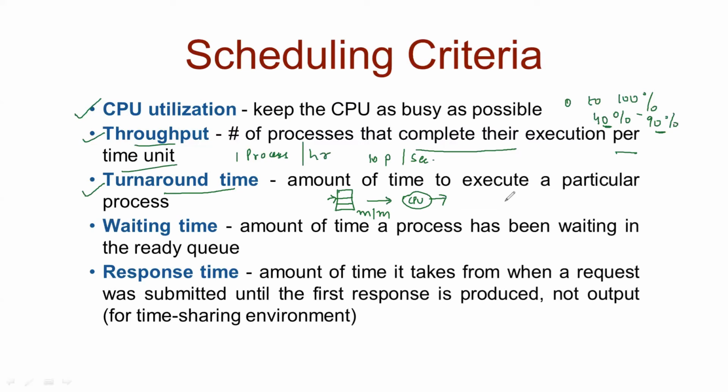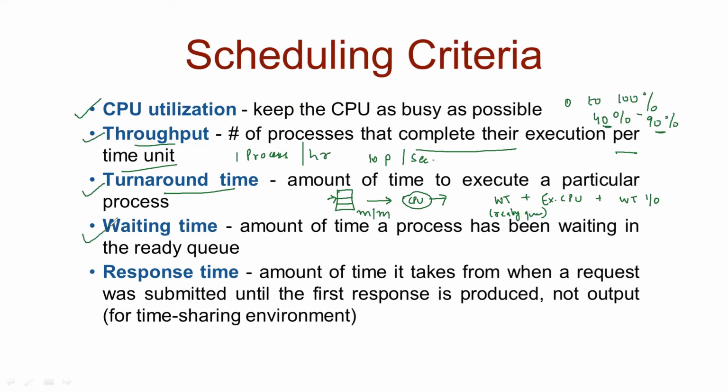It is the sum of all the times that a process spends in the system. It starts with the time when it arrives in the main memory, then it may be waiting in the ready queue, plus the time it is executing on the CPU, plus the waiting time that it is doing input output. So if you add up all the times, you will get turnaround time.